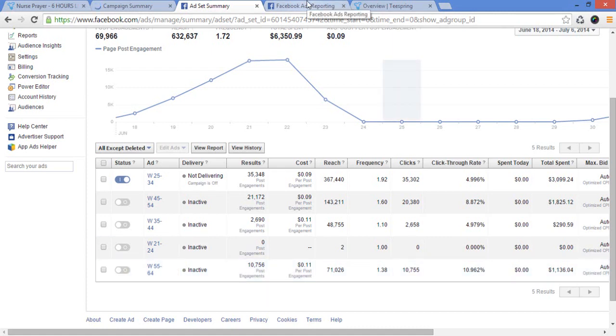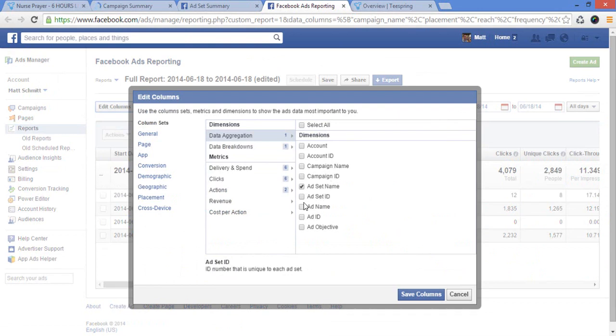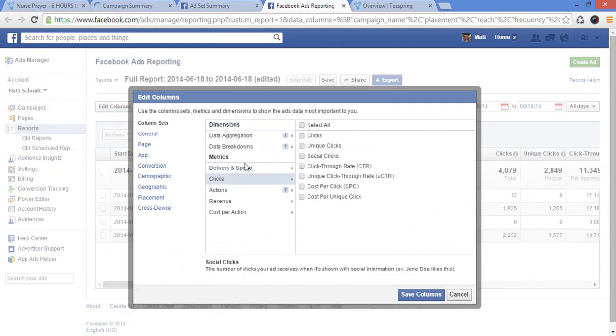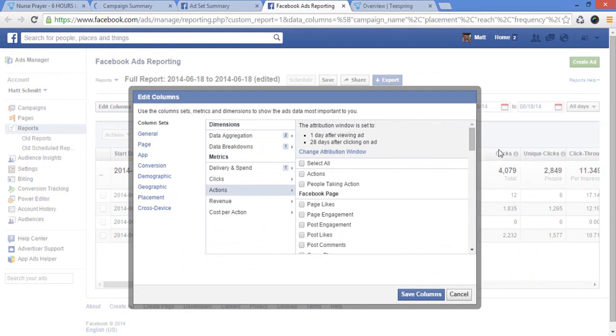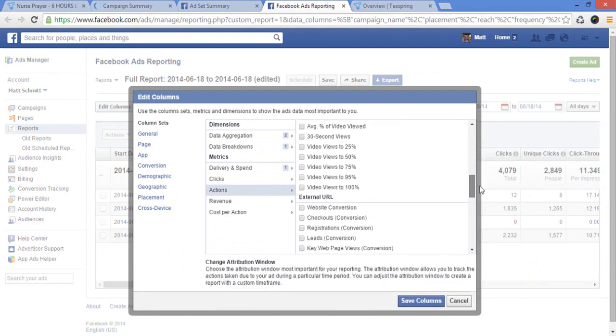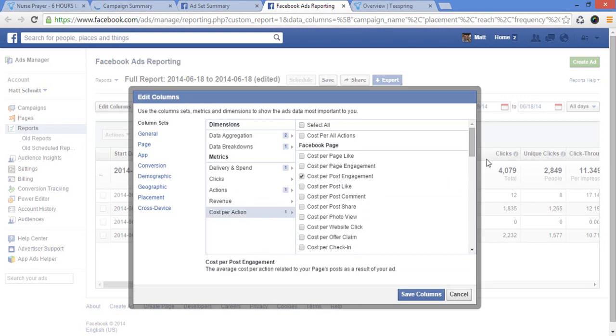So let's dive into our ads reporting, and we'll break it down into the metrics that we want to focus on, right? Sorry, let's get back to that. If this is new to you, or if this is confusing to you, please go back to the other videos and revisit.